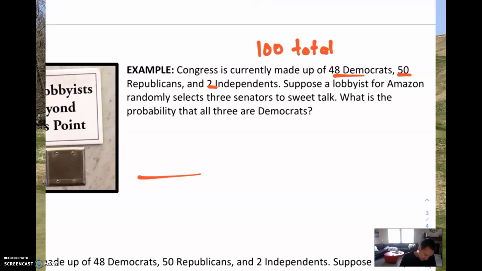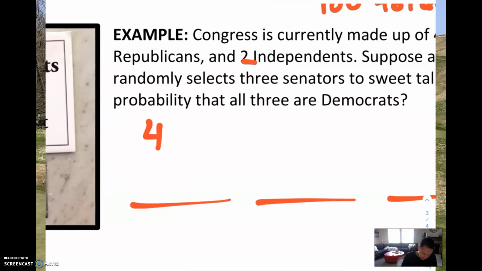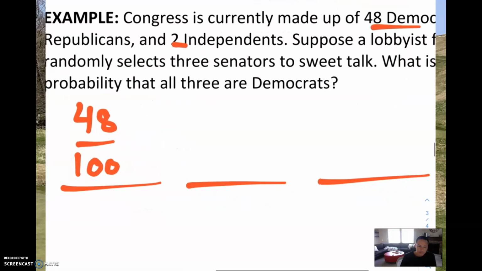So we've got 1, 2, 3. So we're going to pick 3 senators. And what's the chance the first one is a Democrat? Well, according to this, how many Democrats are there? 48 out of 100. All right. We sweet talk them. We got them on our side. They're going to do exactly what we want them to do. But I'm not going to sweet talk the same one, so they're out. So now how many Democrats are left to choose from? Well, there's only 47 left out of a total of 99 senators.